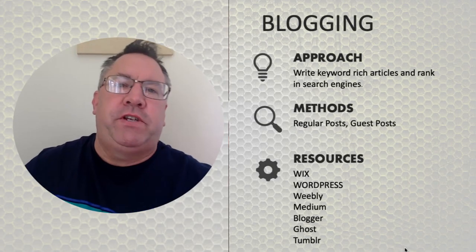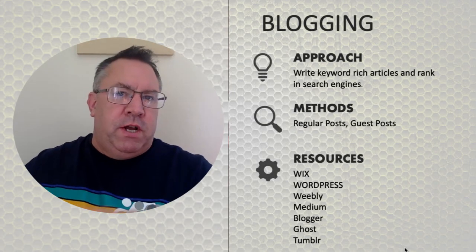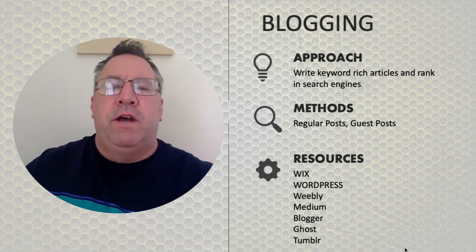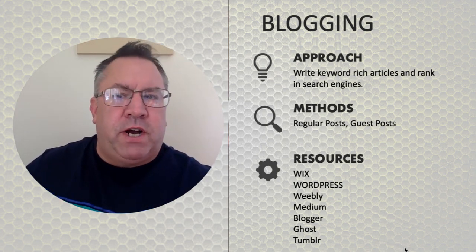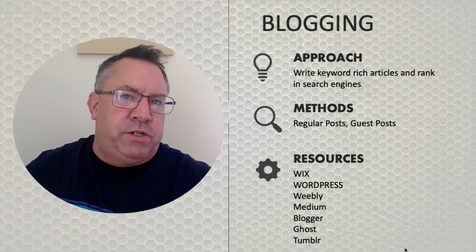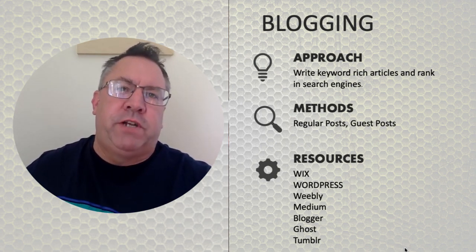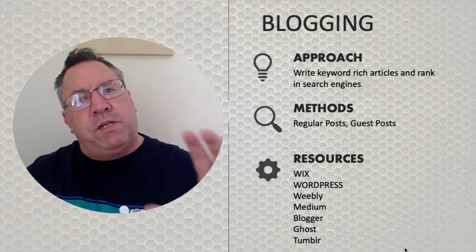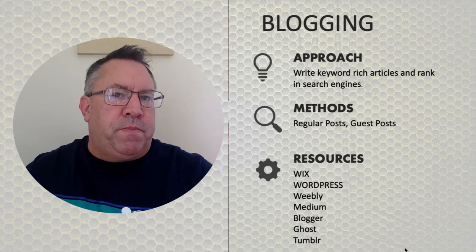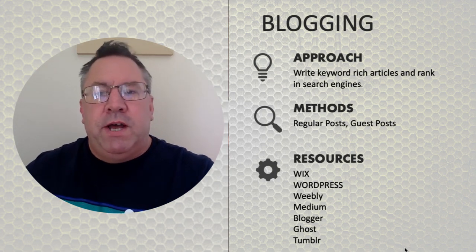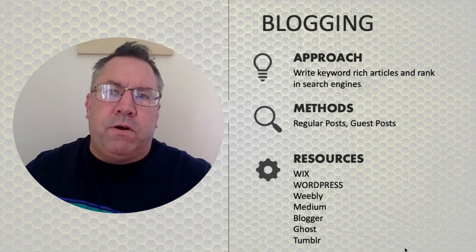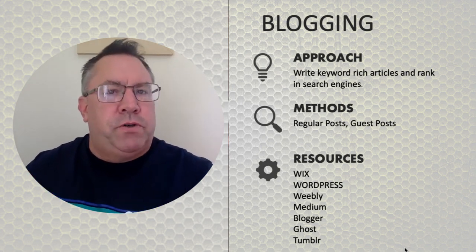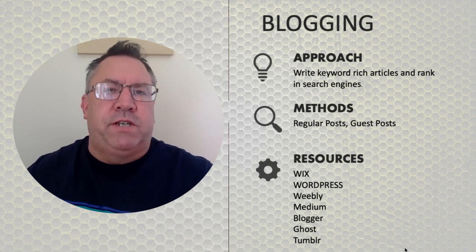Okay guys, for each of these methods I'm going to give you the approach, some methods and some resources you can use. So let's start off with blogging. The approach is that you write keyword-rich articles and you rank them in search engines. So when somebody types anything into a search engine, they'll come across your article, and embedded in your article there'll be links back to whatever it is you're trying to promote. In this case it's Clickbank products. You can do regular posts in your own blog, or you can do guest posts in other people's blogs once you get more established. So it's all about being consistent and writing that content within a blog.